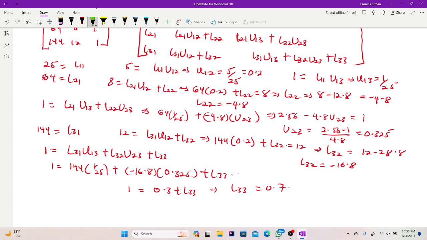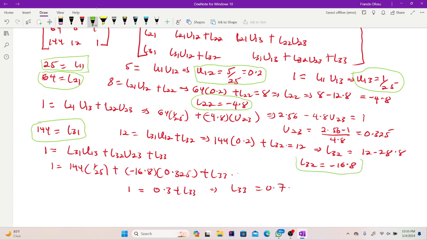So I'll simply circle out our answers. So I'll have this one that is L11. Then I'll have here is U12, right? Then I have U13 here. Then I also have L21. Then I have L22. Then I also have L31 here. Yes. Then I have from here, I have L32. Then I also have U23. Right. Then we have L33 here. Is that not it?